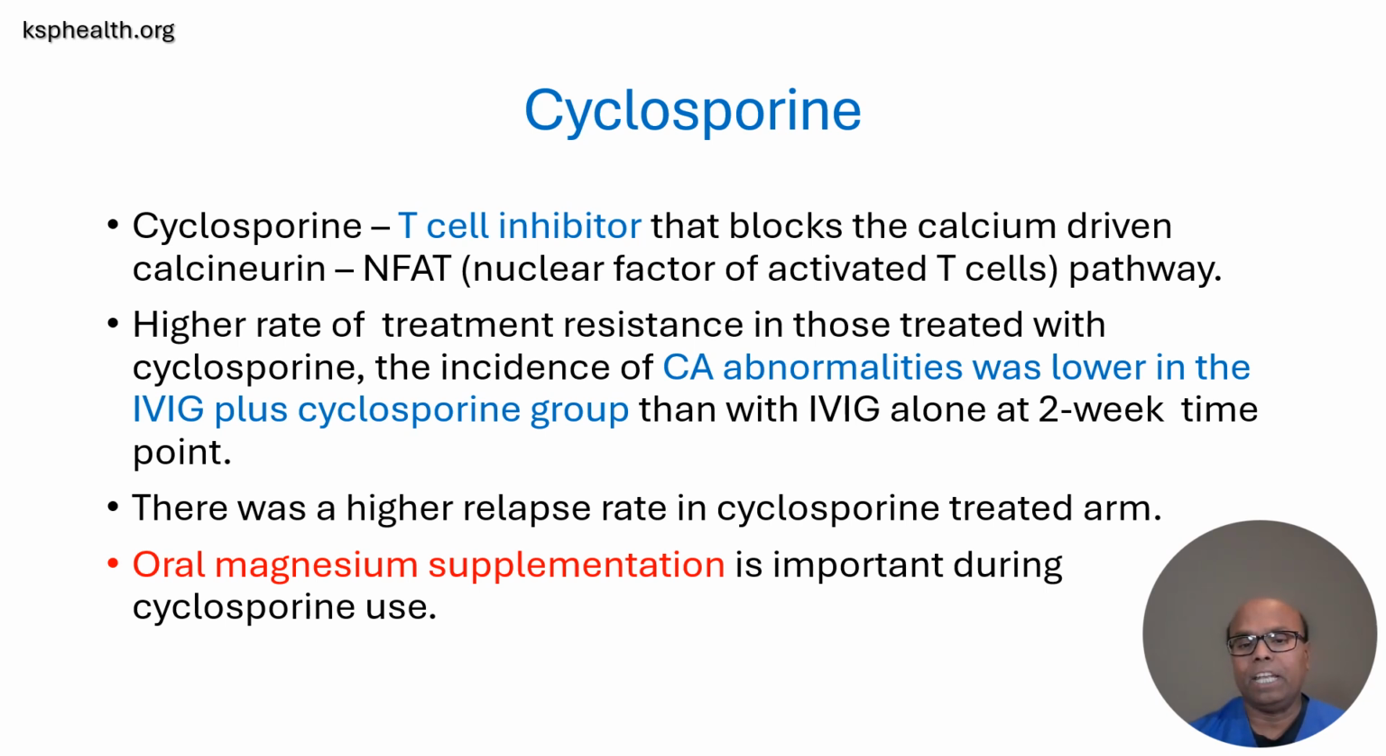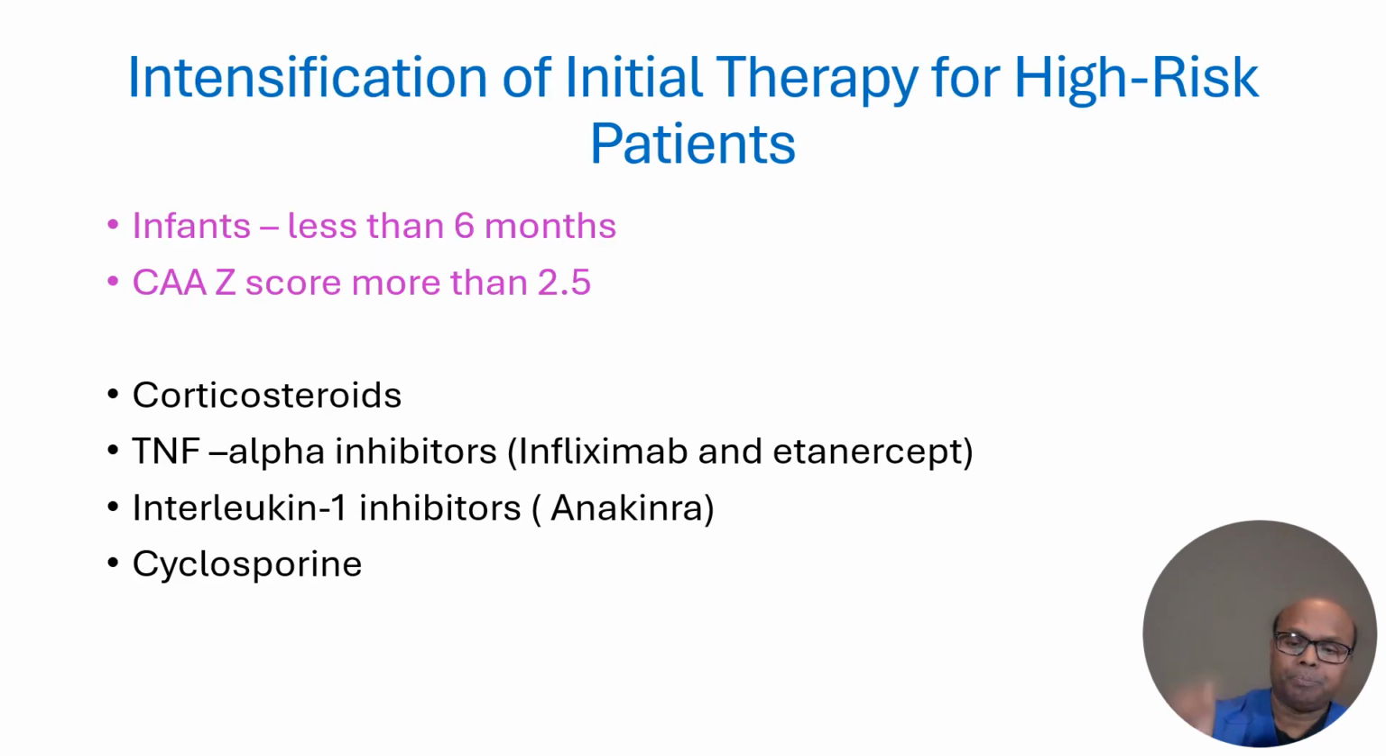Cyclosporin is a T-cell inhibitor, blocks the calcium-driven calcineurin NFAT, nuclear factor of activated T-cells pathway. The incidence of coronary artery abnormalities was lower in the IVIG plus cyclosporin group than IVIG alone at the 2-week time period. There was a higher relapse rate in the cyclosporin treated arm, in addition to increased relapse rate and higher rate of treatment resistance. Oral magnesium supplementation also needs to be given when you are treating patients with cyclosporin.